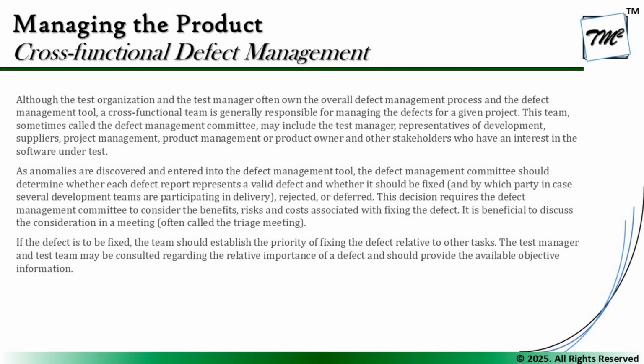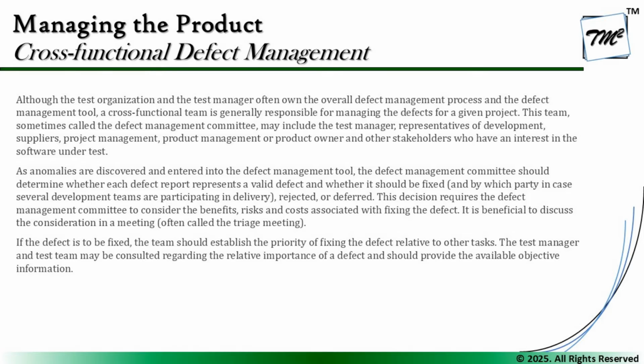Here the anomalies are discovered and entered into the defect management tool. Then the committee determines whether each defect report represents a valid defect. If it is valid, should we fix it? All that information is right here. Otherwise, it will be rejected or deferred, and we'll mark them accordingly.